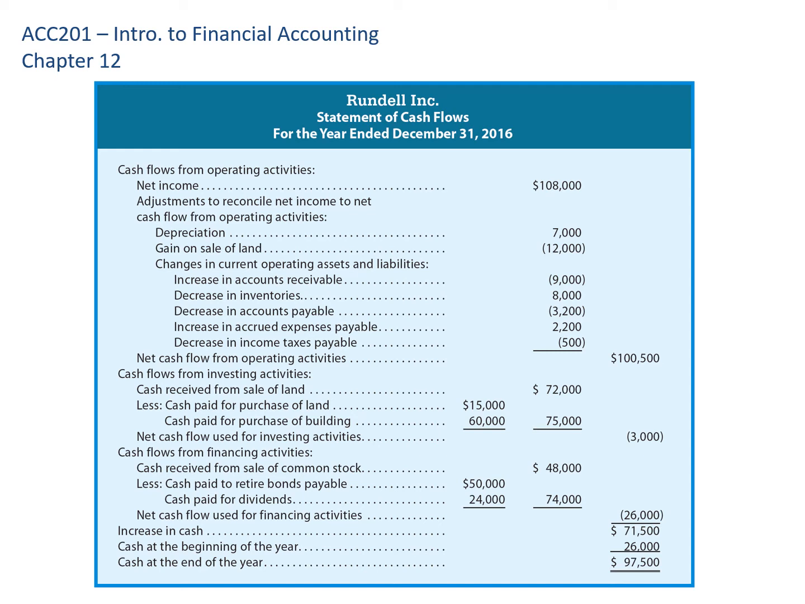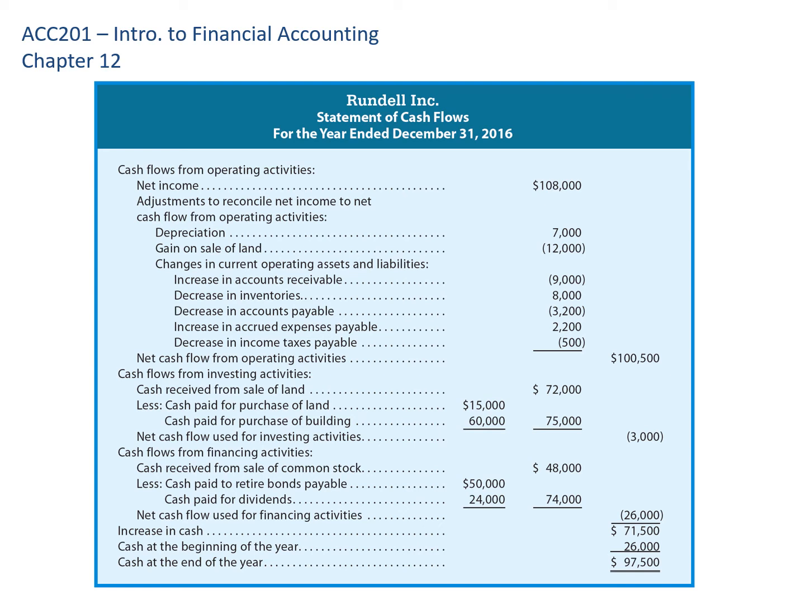Next, we have cash flows from investing activities. So I have cash received from selling land, that's $72,000. I have cash paid to purchase new land of $15,000 and cash paid to purchase a building of $60,000. So I had net cash paid out of $75,000. So I have net cash flow used for investing activities of negative $3,000. I used more cash than I received in that area.